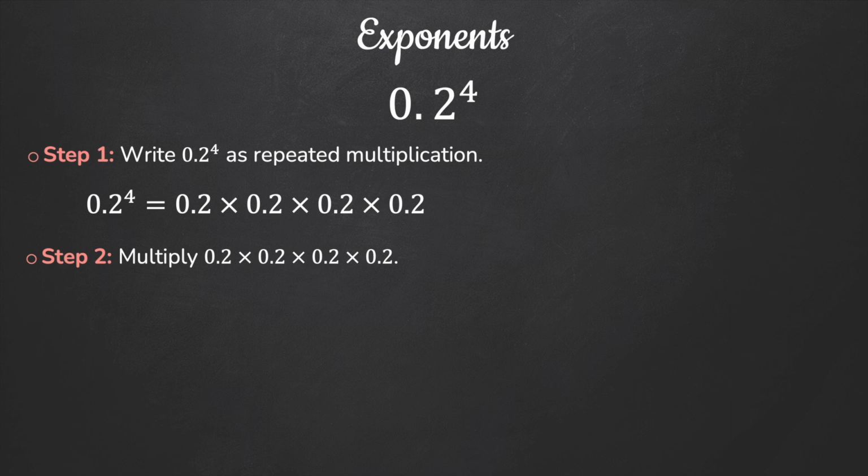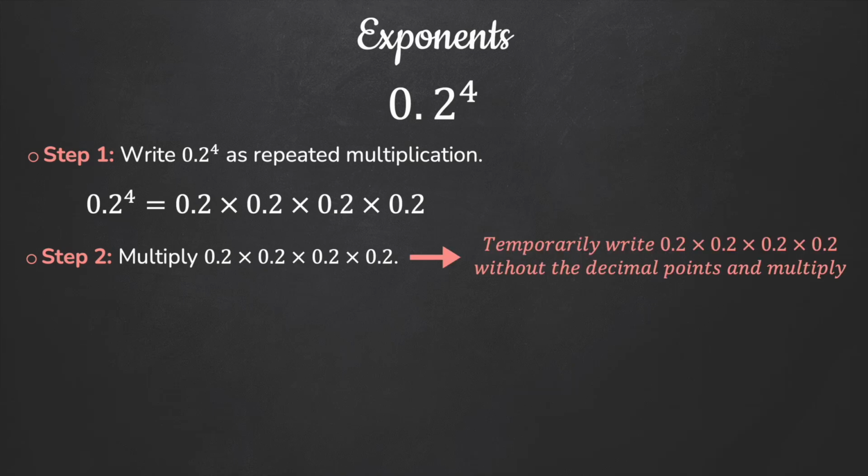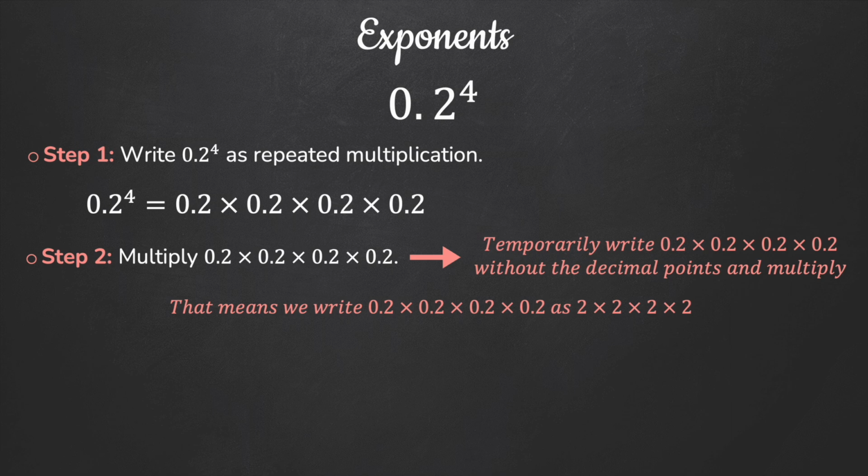Now, if you struggle with multiplying with decimals, we can go over this trick where we temporarily write 2/10 times 2/10 times 2/10 times 2/10 without the decimal points and just go ahead and multiply. So that means we write it as 2 times 2 times 2 times 2. So let's go ahead and multiply.